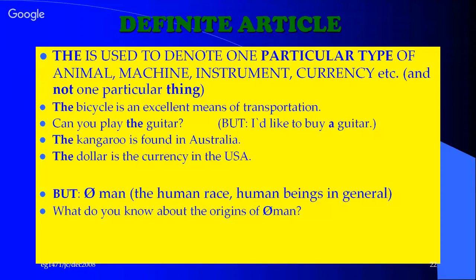The kangaroo is found in Australia. The kangaroo, kangaroos in general. The dollar is the currency in the USA. So dollar again in general.